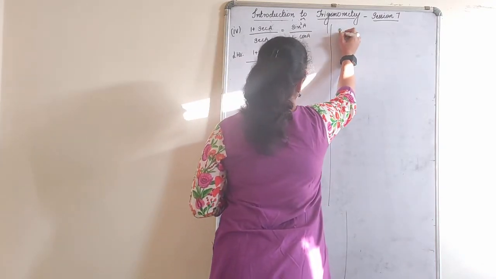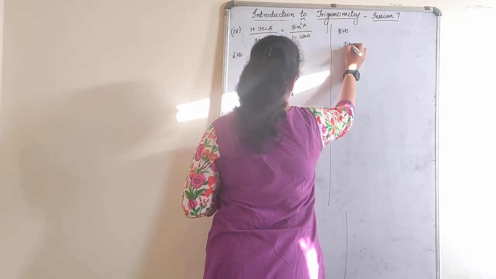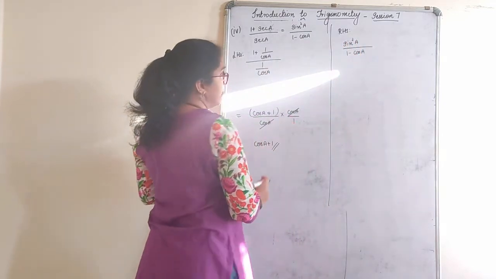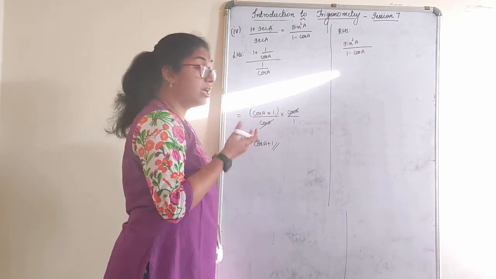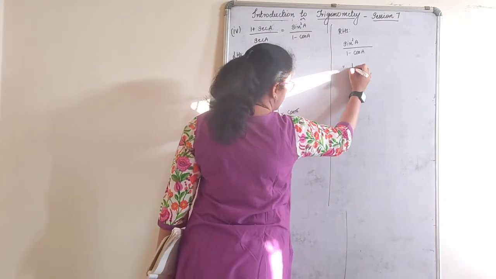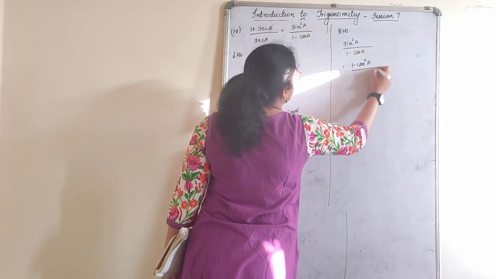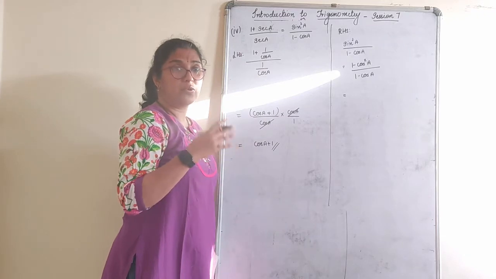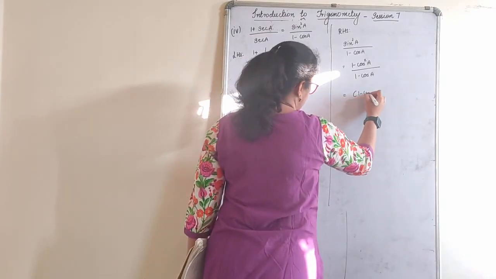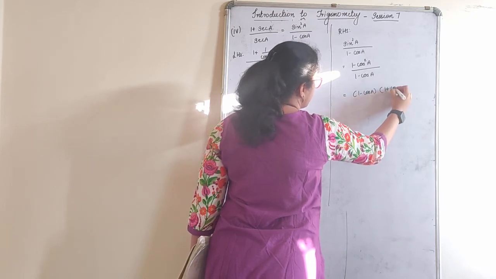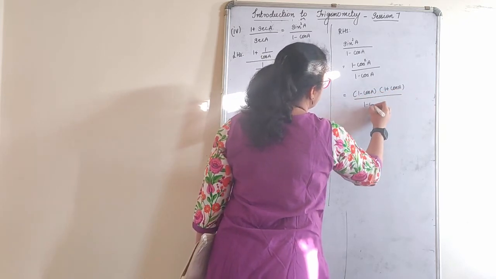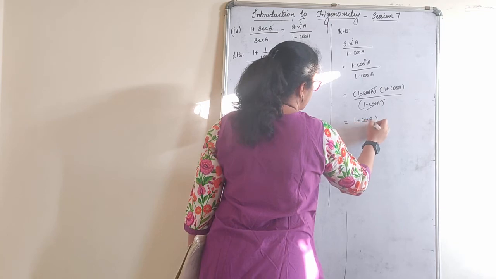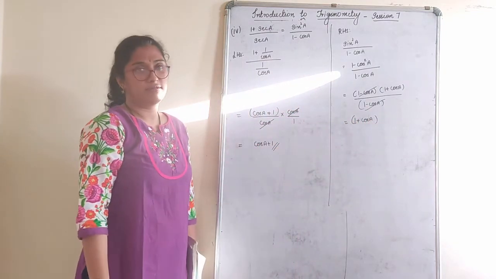Let's go to the RHS part. Sin square A upon 1 minus cos A. The denominator is already 1 minus cos A. How do you write sin square? 1 minus cos square A divided by 1 minus cos A. 1 minus cos square A is what? a square minus b square, which is a minus b into a plus b, divided by 1 minus cos A. Is LHS equal to RHS? Yes, that's the answer.